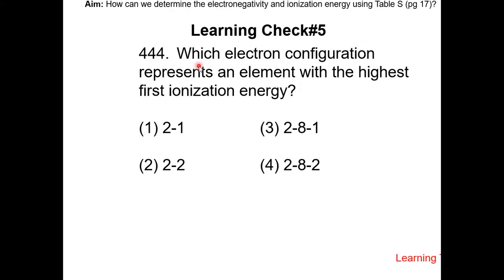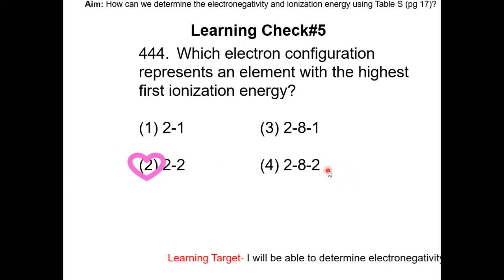Learning check number 5. Which electron configuration represents the element with the highest first ionization energy? Pause the video and resume once you have the answer. So the answer is choice 2. You can use the periodic table to identify what element you're looking at, then use Table S to look up its corresponding ionization energy.